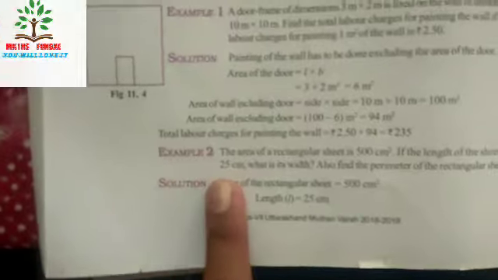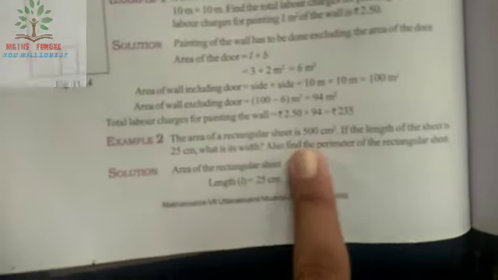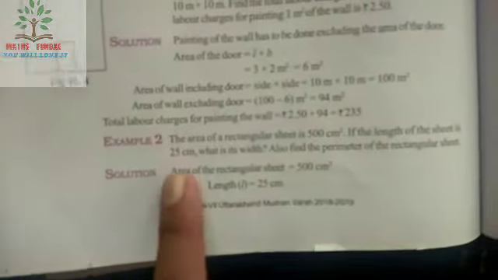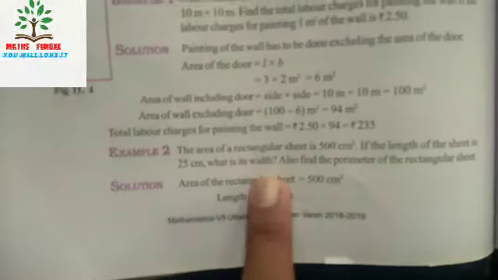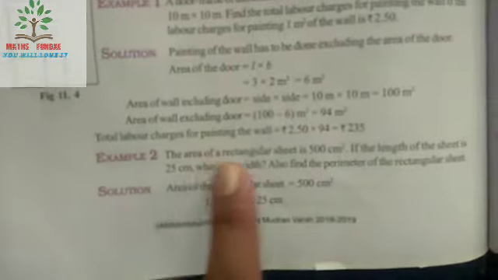Then example number 2: The area of the rectangular sheet is 500 centimeter square. If the length of the sheet is 25 centimeter, what is its width? Also find the perimeter of the rectangular sheet. So the area of the rectangular sheet is given, the length is given, so we can easily find the width because we know the formula.